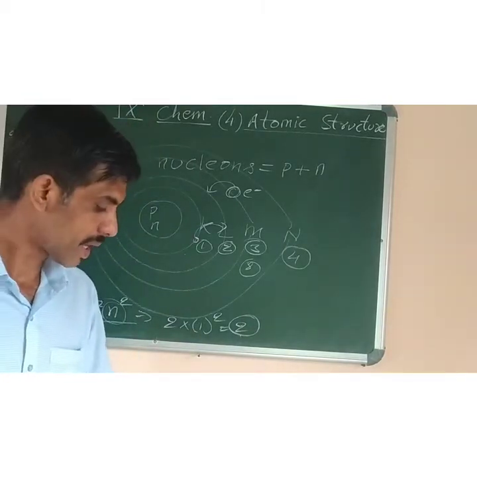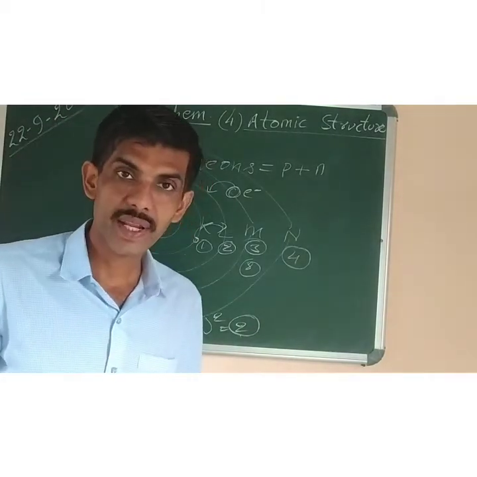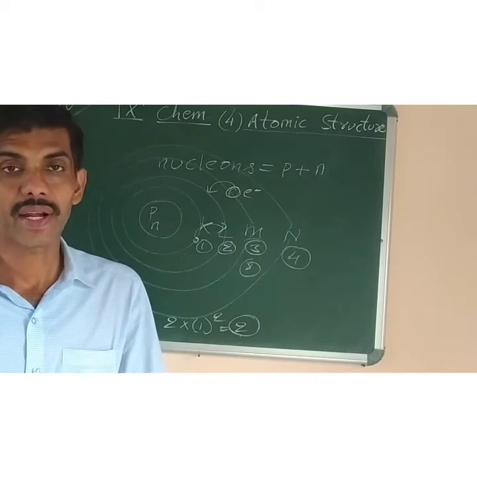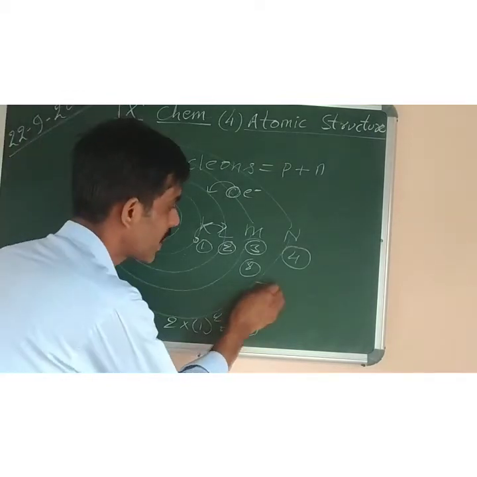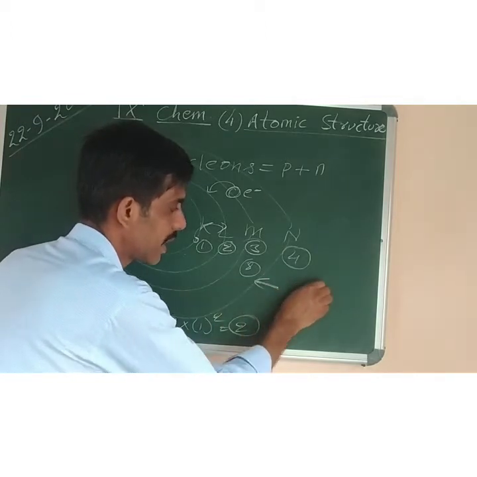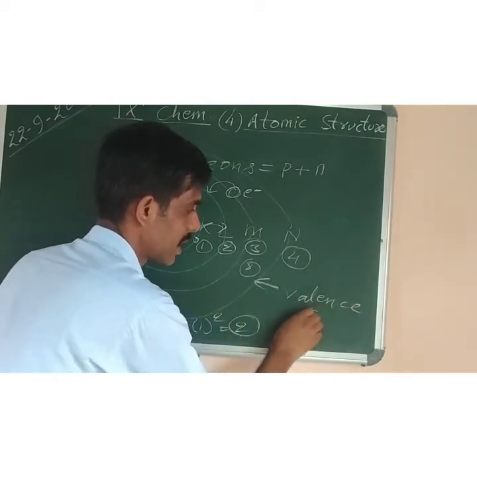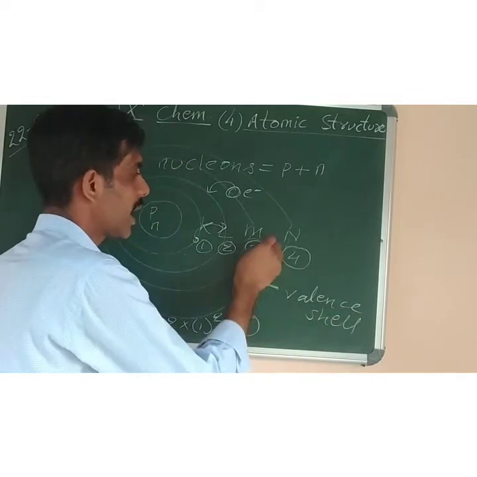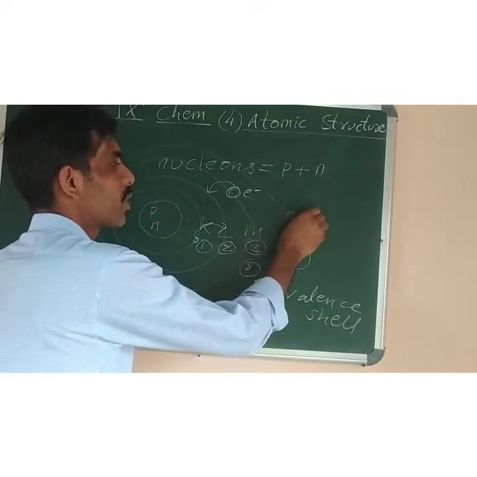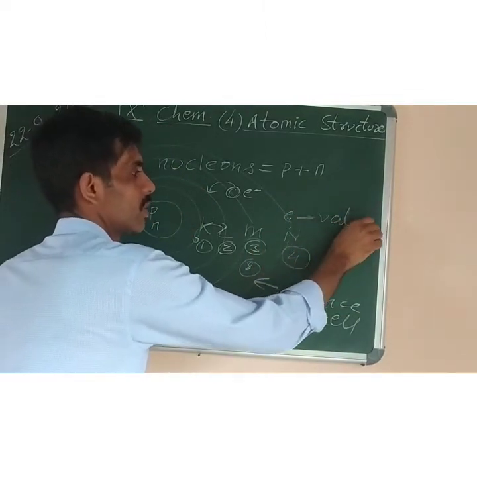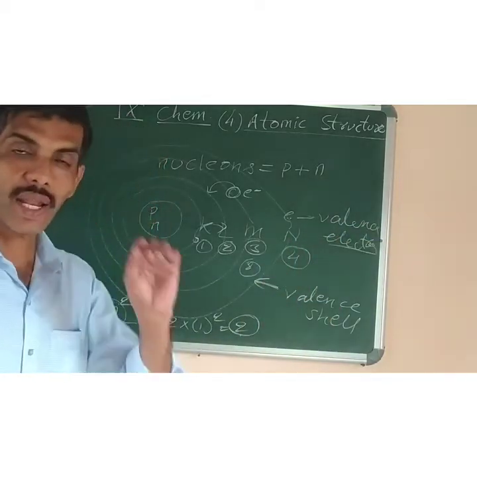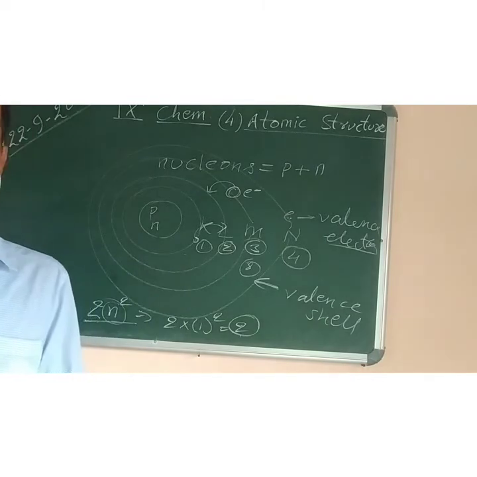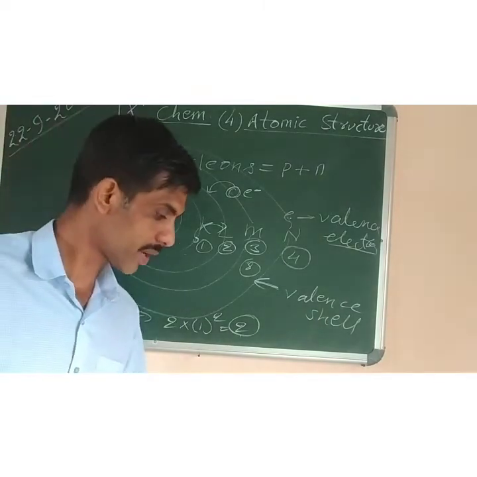Okay. Then next, what is a valence electron, a valence shell? Already we did this yesterday in the interactive class: the last orbit is called the valence shell, or valence orbit. And the electrons present in it are called the valence electrons. So if asked what valence electrons are, the electrons present in the outermost orbit of an atom are called valence electrons.